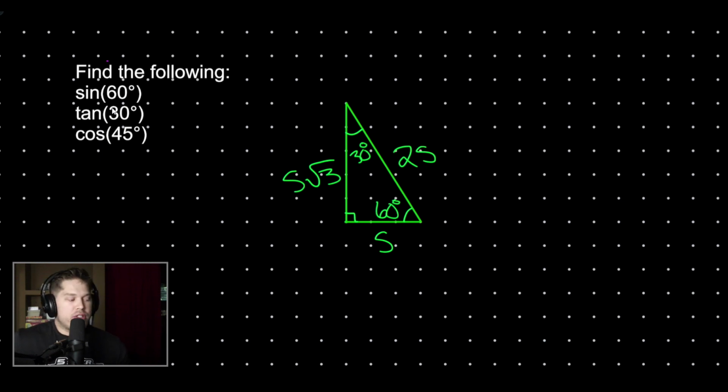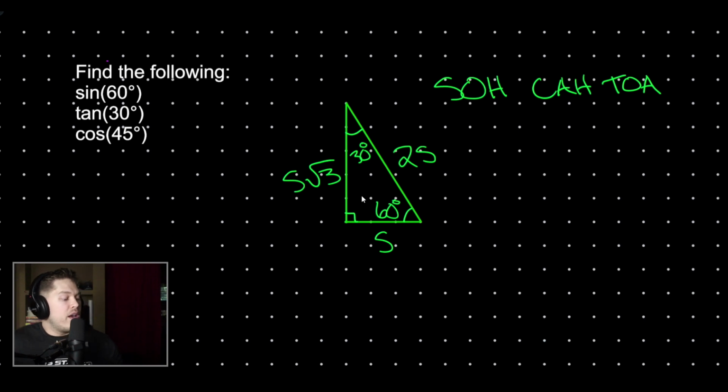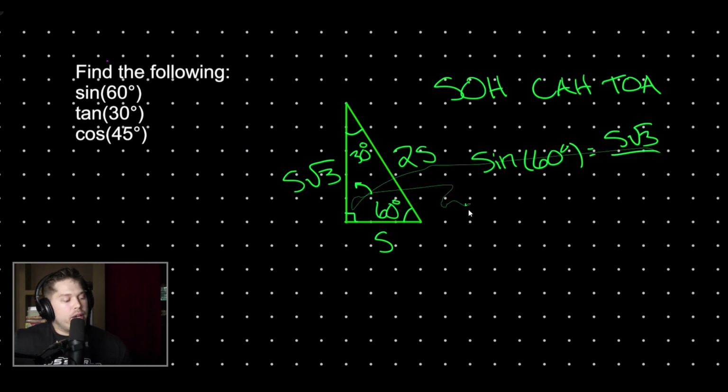So if we want to solve for sine of 60 degrees, we need to be thinking of SOH-CAH-TOA. And we need to know that sine is equal to the opposite over our hypotenuse. So in this case, opposite 60 degrees is s root 3. So sine of 60 degrees is going to be equal to s square root 3 over our hypotenuse, which is 2s. Our s's cancel out, and we see that sine of 60 degrees is equal to the square root of 3 over 2.